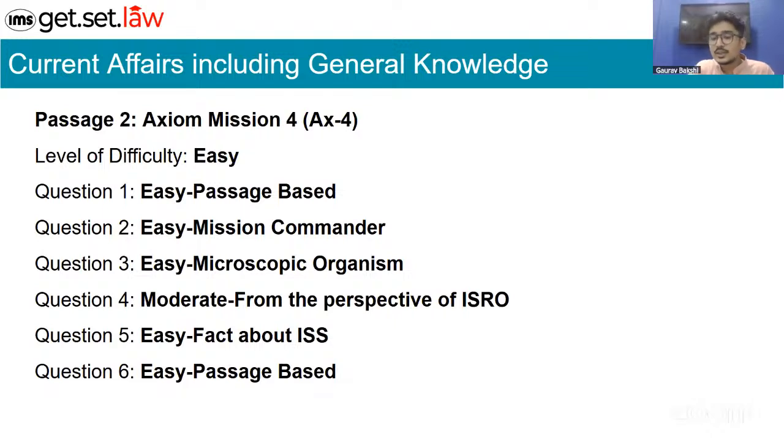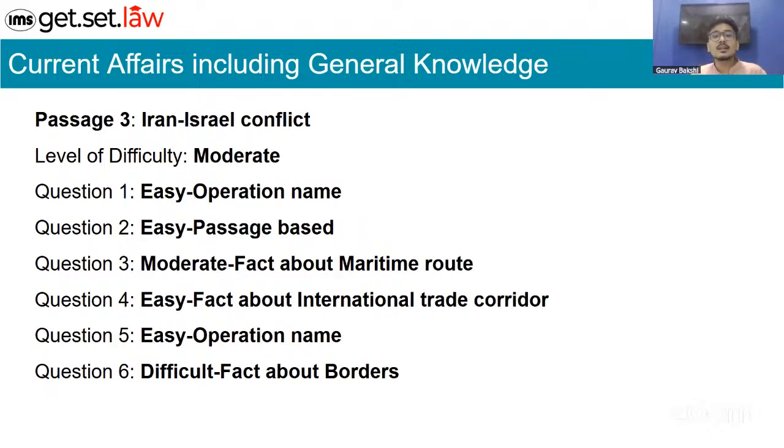Let's move to the third passage, the Iran-Israel conflict. Now, we have seen that CLAT has included some passages related to Israel and Palestine in the 2024 question paper, and Russia and Ukraine in the previous one. So any war or dispute between countries generally comes in the CLAT question paper. Around four questions in this passage were easy, factual.